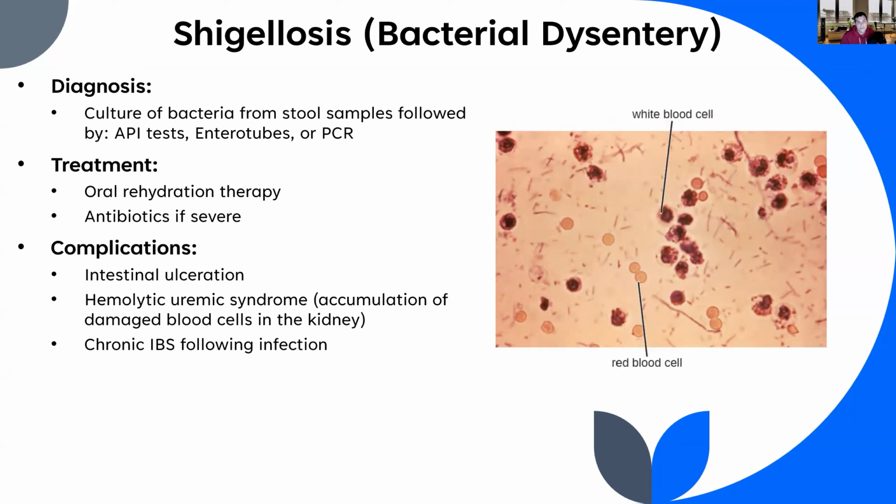To diagnose this, typically we try to isolate bacteria from the stool samples, and there are a few tests you can run. So API tests are one. Enterotubes are another very common one, or PCR. All of these lead to a definitive diagnosis.